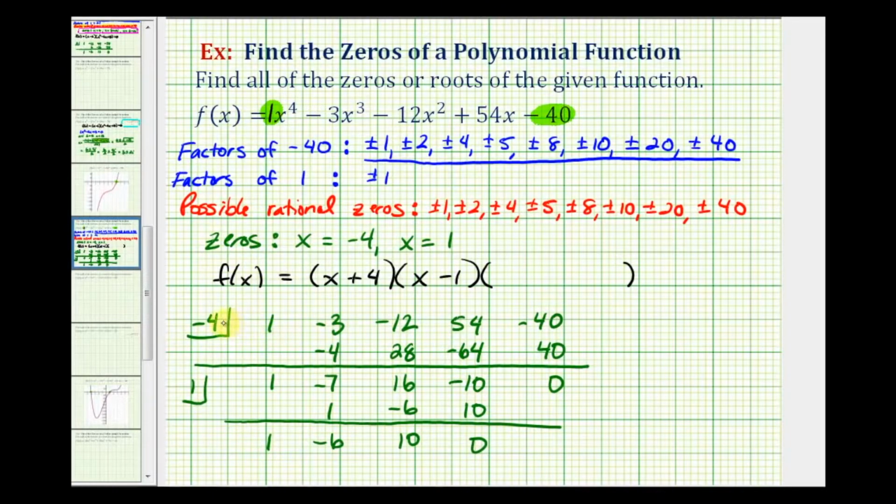So because we started with a degree 4 polynomial, divided by a degree 1 polynomial, and then another degree 1 polynomial, these coefficients represent our degree 2 factor of the original polynomial function. So this factor here is 1x squared minus 6x plus 10, or just x squared minus 6x plus 10. And again, remember, our goal here is to find the values of x that make this function equal to 0. We already found the two zeros from these two factors. Now we need to find the zeros from this quadratic factor. So let's go ahead and do that on the next slide.